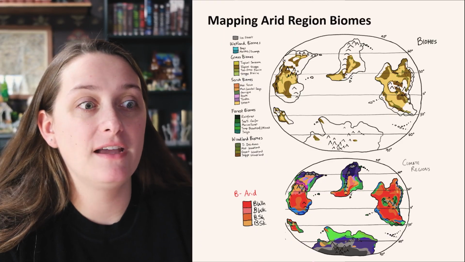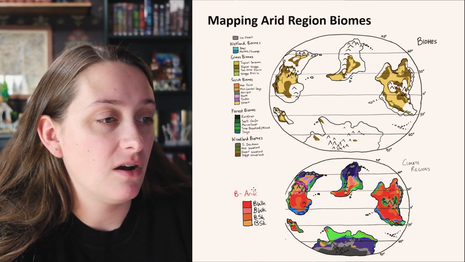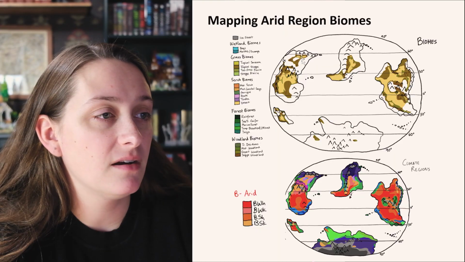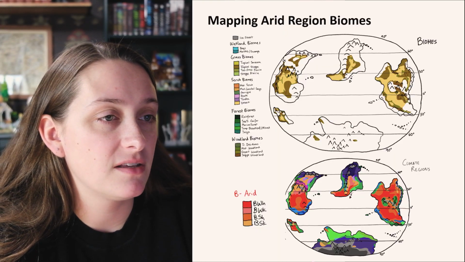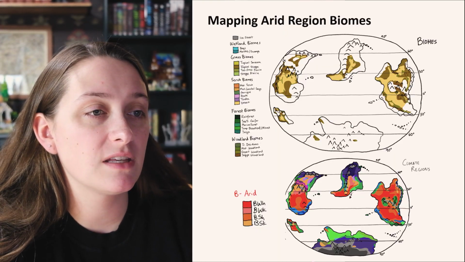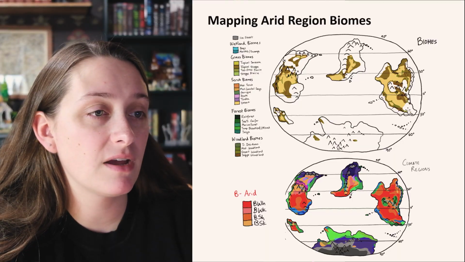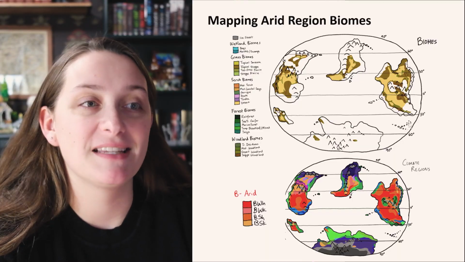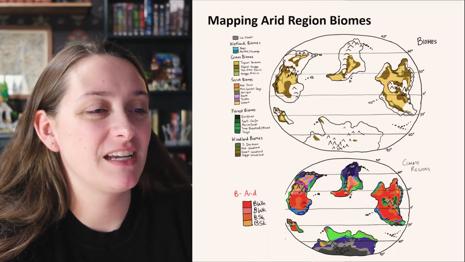And this is the map I drew. So you can see down here all of my arid regions, and up here I mapped those out. There's definitely a lot of deserts in this world, especially over here and with this mountain range. You are going to see that. There's going to be a lot of deserts over here.